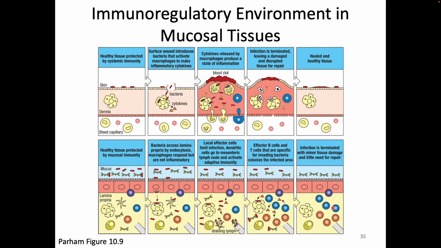If you have inflammation in your intestine all the time, that is called Crohn's disease or inflammatory bowel disease or colitis. That's what's happening to you, is that you have too much inflammation all the time in that location. Your immunoregulatory environment is not kind of working out.